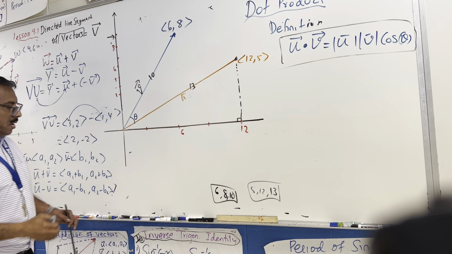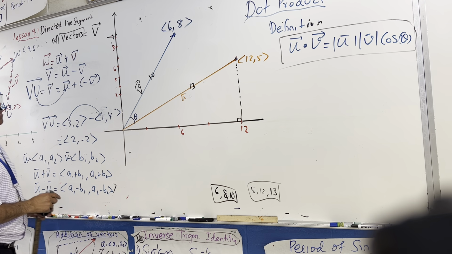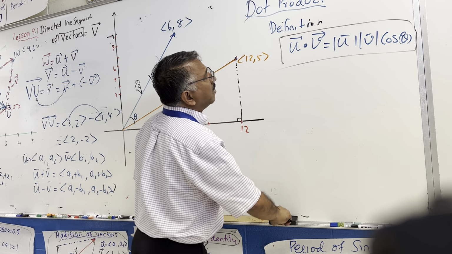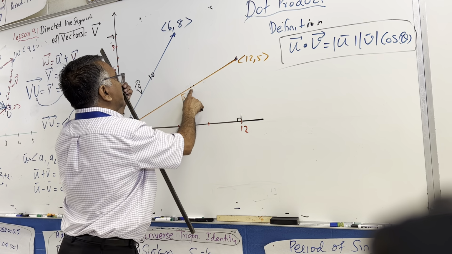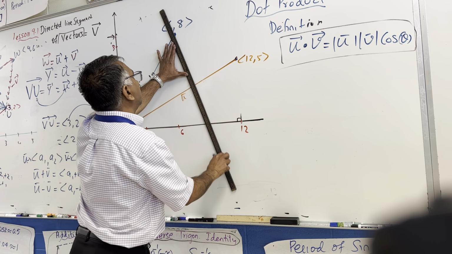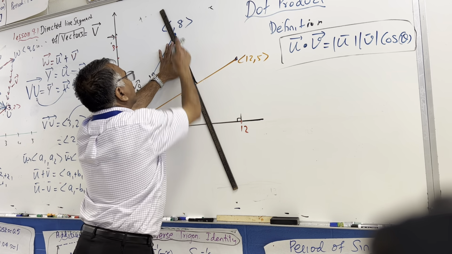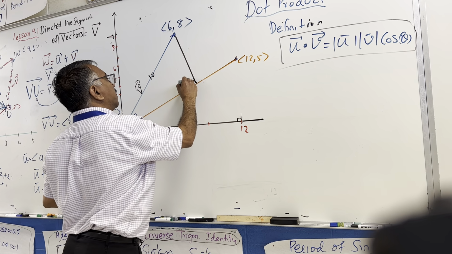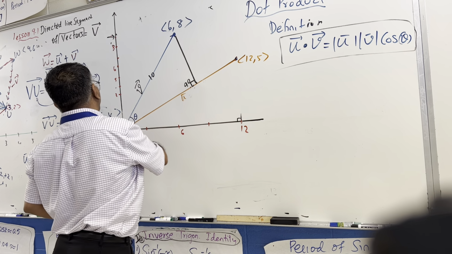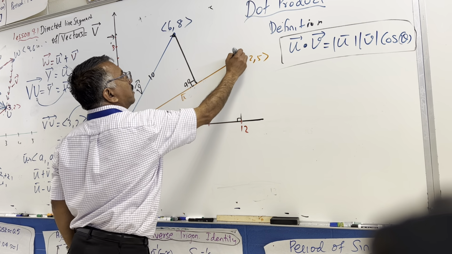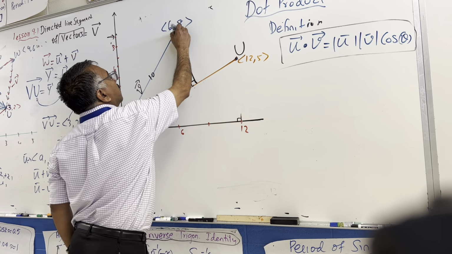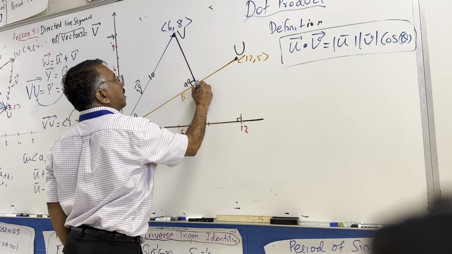So what is the definition I want you to understand? What does this basically mean? If I try to drop a perpendicular from here, this is 90 degrees. Call this point O, this point U, this point V, and this point M.